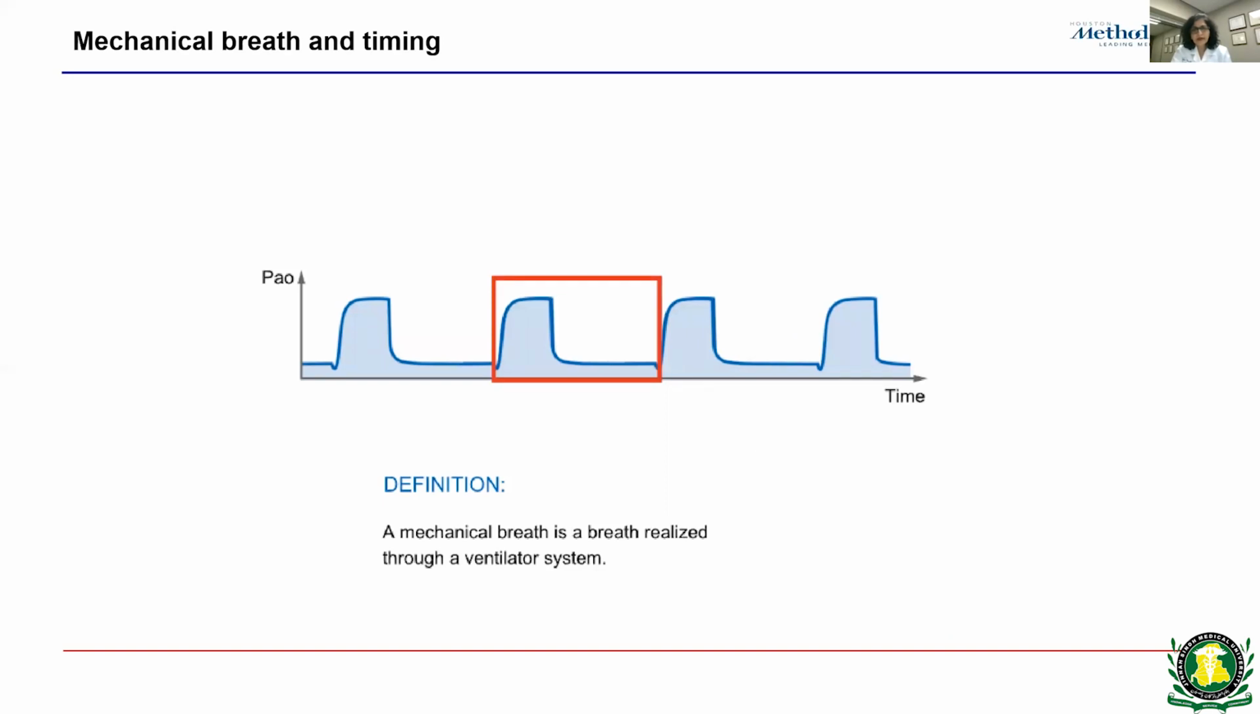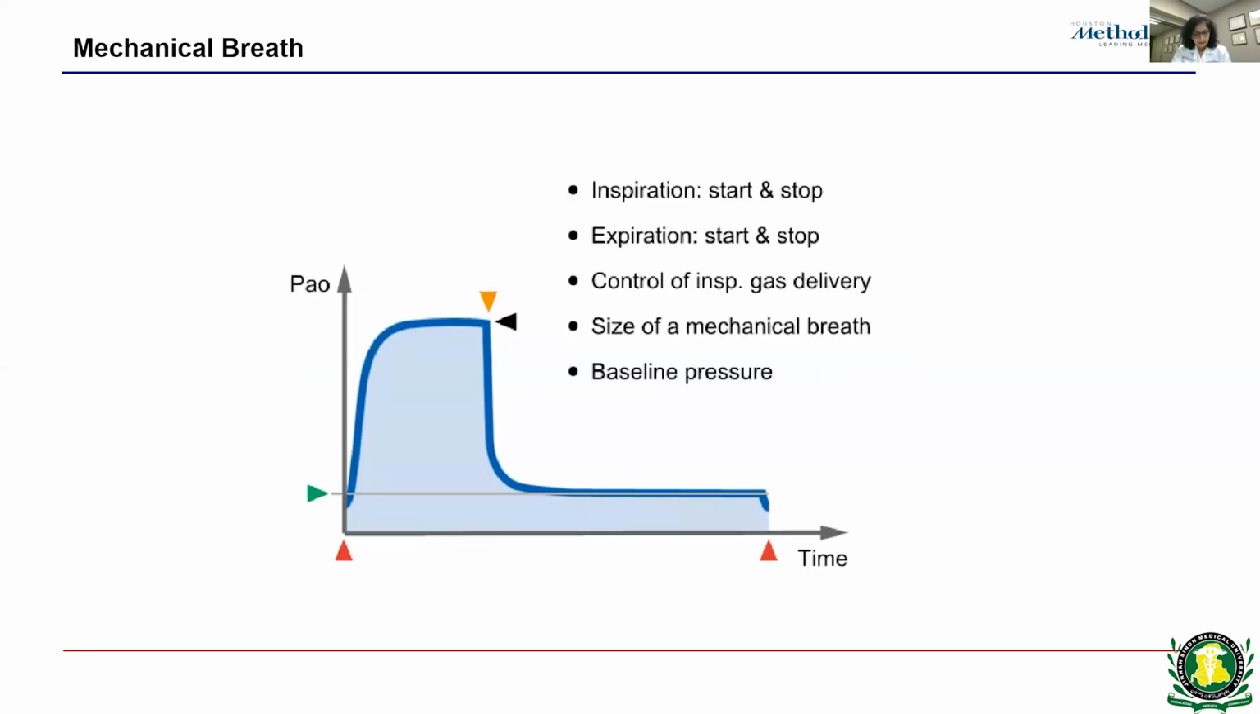So what is a mechanical breath? A mechanical breath is a breath realized through a ventilator system. To carry out mechanical ventilation, these are the commands a ventilator must receive from the operator, such as when should inspiration start and stop, when should expiration start and stop, how the delivery of inspiratory gas can be controlled, how big the mechanical breath should be, how high should the baseline pressure be.